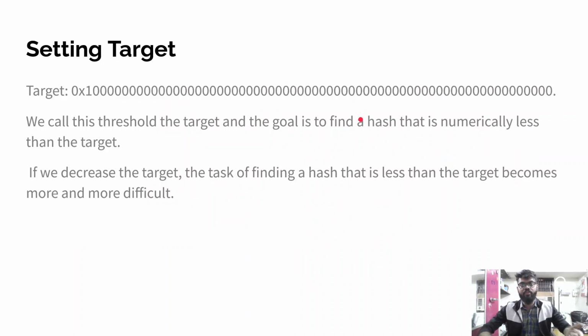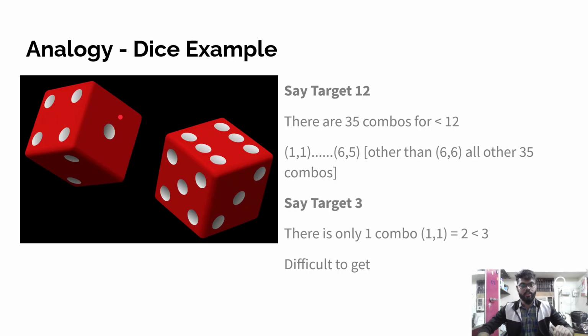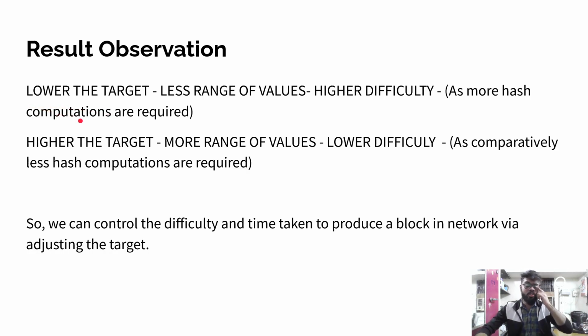In a similar way, a target that is lesser is very difficult to achieve. The target which is greater is easier to achieve. So this is a result observation: the lower the target, the less range of values, and the higher the difficulty, as more hash computations are required. The higher the target, the more values, the lower the difficulty, and fewer hash computations are required.